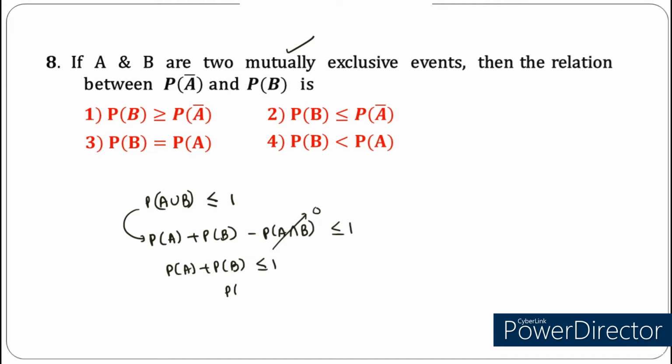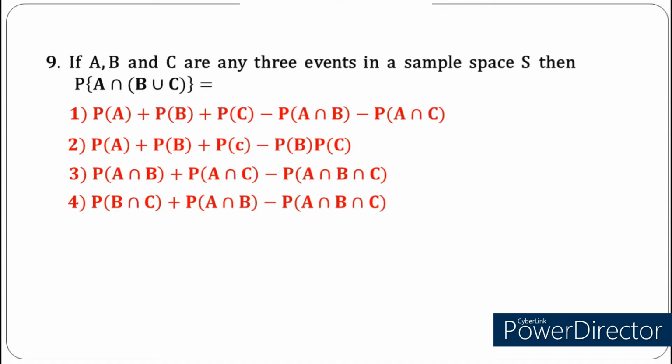Now P of B is less than or equal to 1 minus P of A, moving P of A to that side. So what do you get? P of B is less than or equal to 1 minus P of A, which is nothing but P of A bar. P of A bar is nothing but what? Failure. 1 minus probability of success is nothing but probability of failure. So P of B is less than or equal to P of A bar. So which option? Option 2. Right. Let's see the next question.